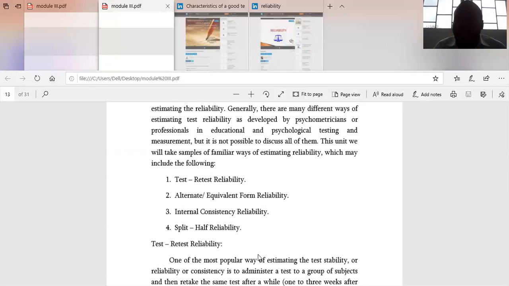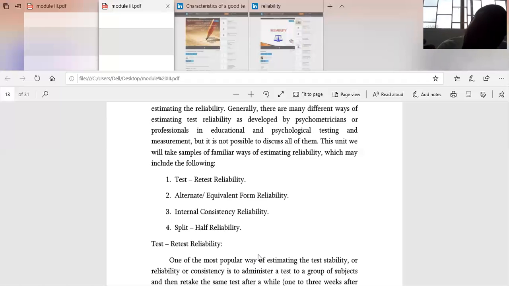What they do is that there is test-retest reliability. And then there is split-half reliability. And then there is parallel reliability. In parallel reliability, that's where you find the alternative or equivalent reliability. And then there is what we call internal consistency reliability. So in alternative or equivalent reliability, sometimes you may find the word parallel reliability. So let's go one by one.